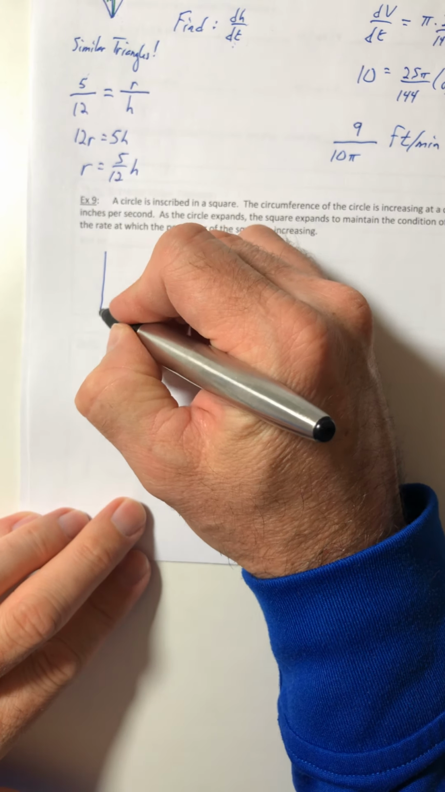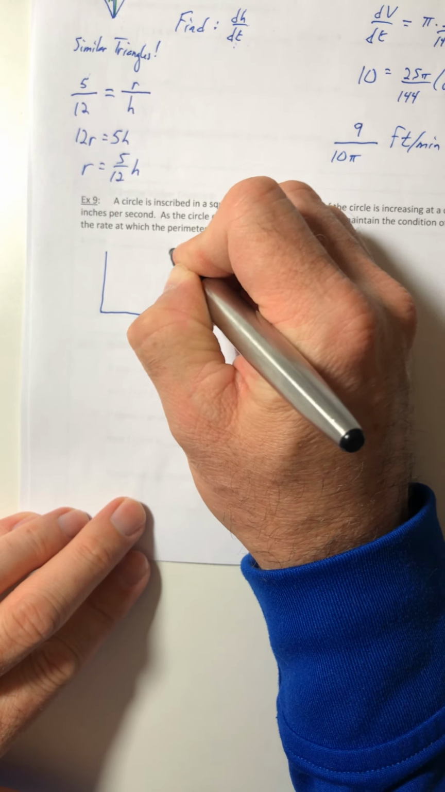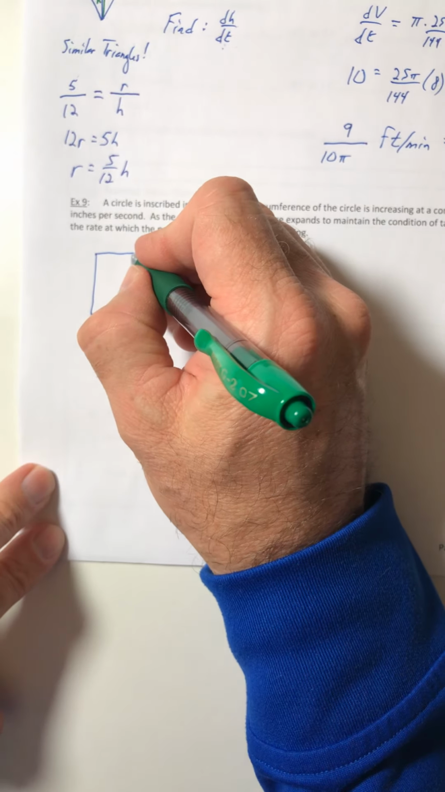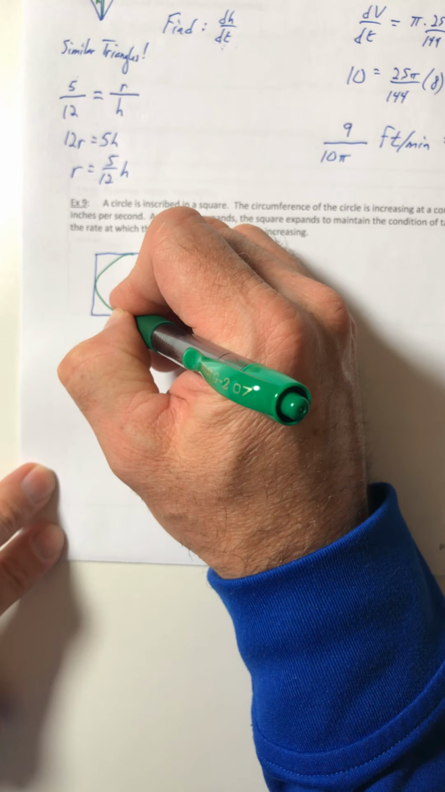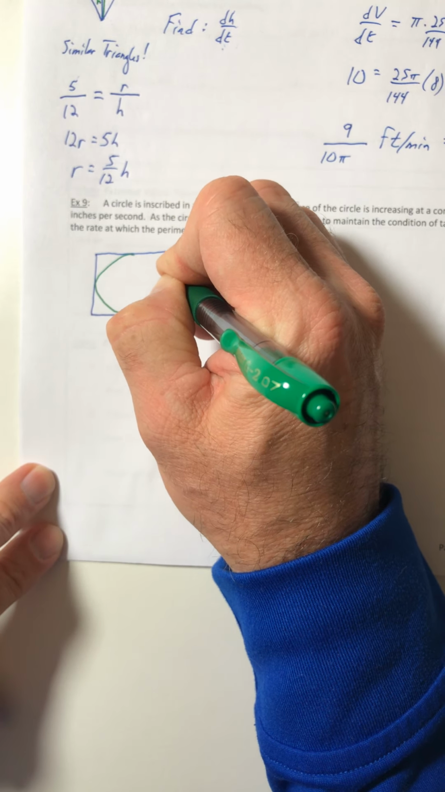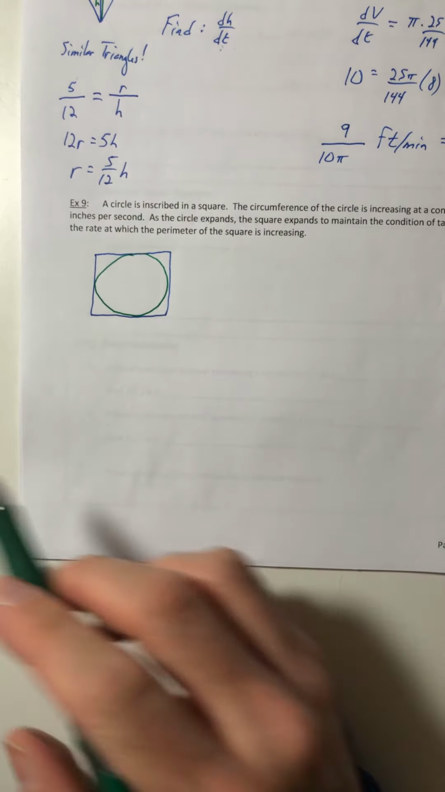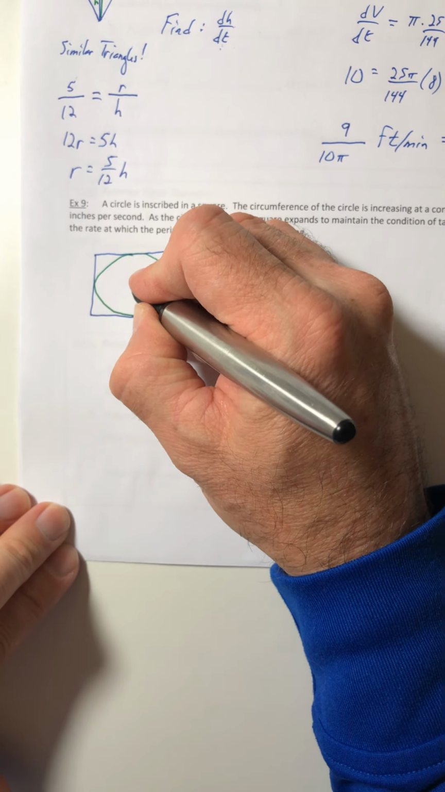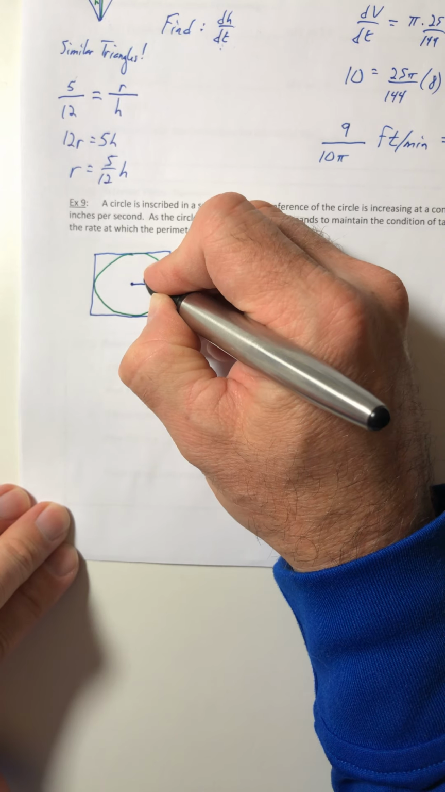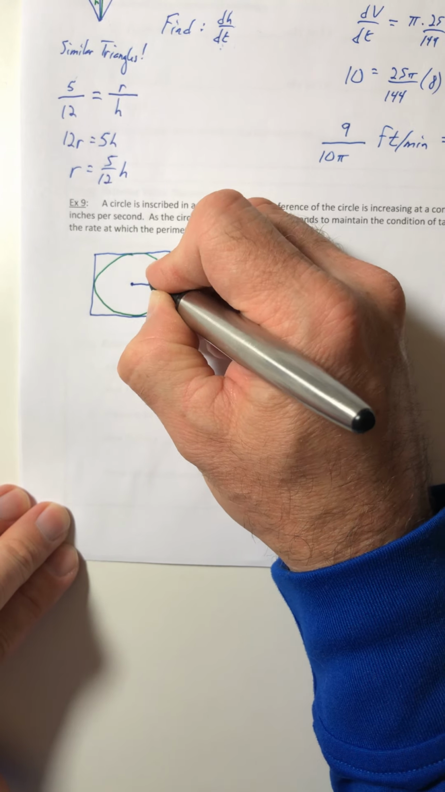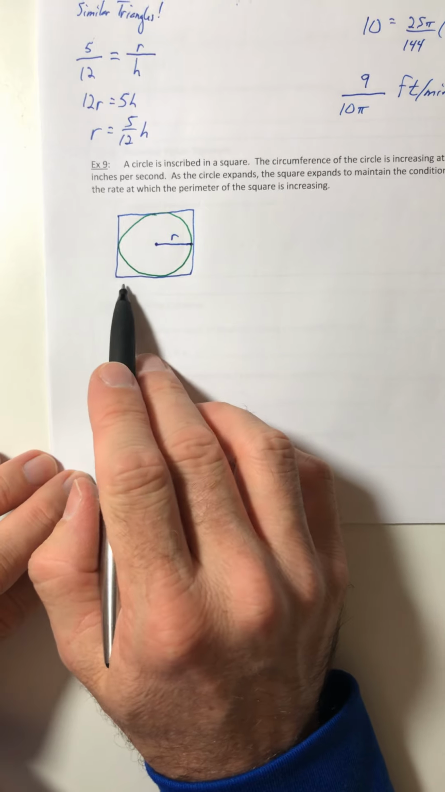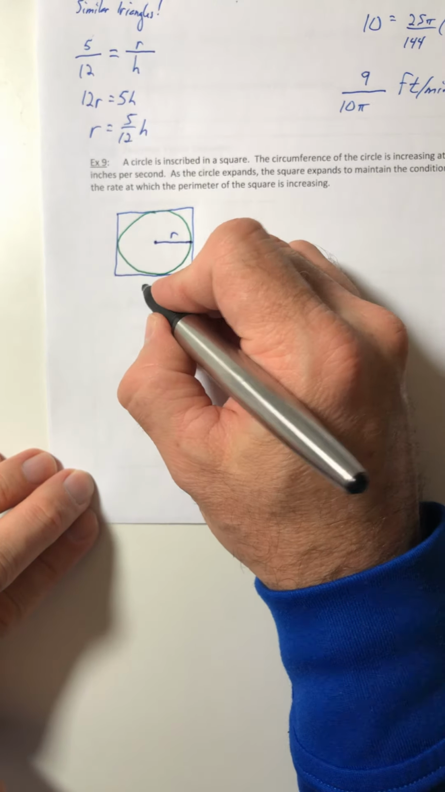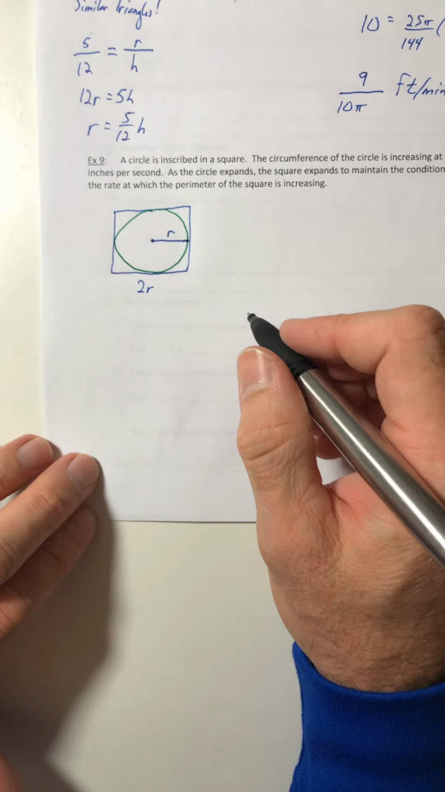Okay, so here's our square. And we've got a circle on the inside. So the circle has a radius, which means the side of the square is going to be the whole diameter. So the side of the square is going to be 2r.